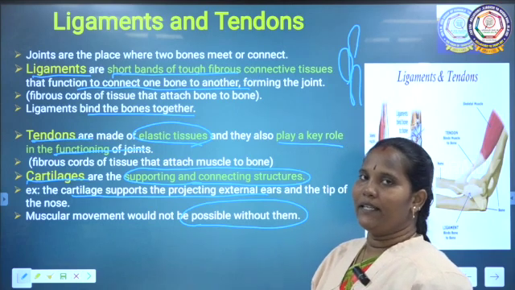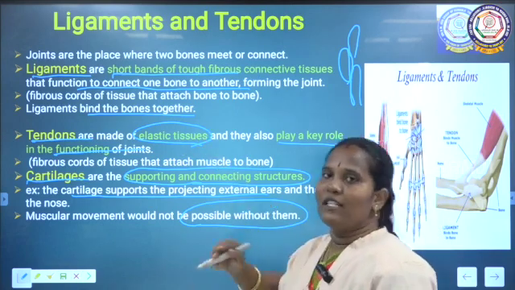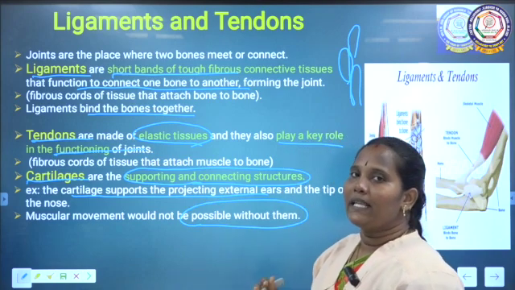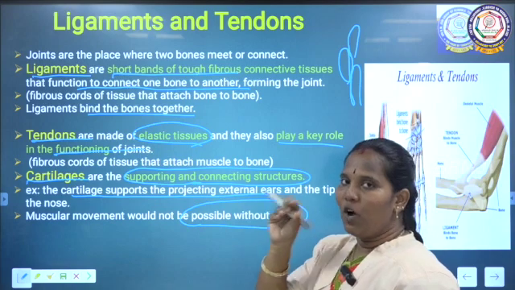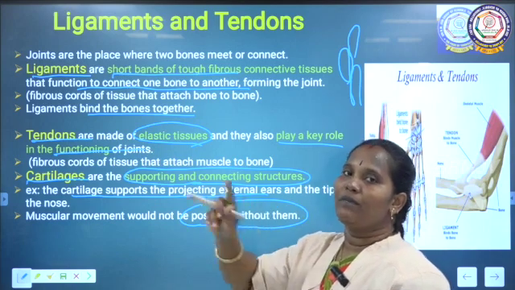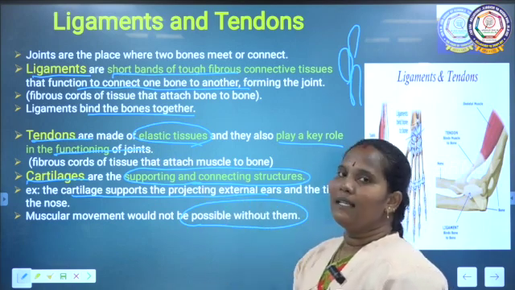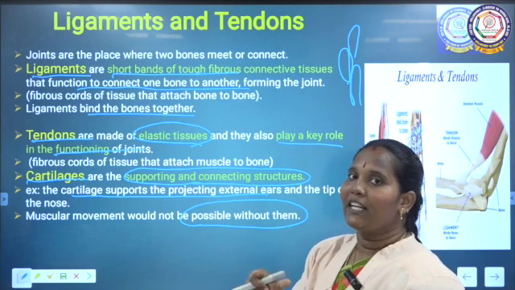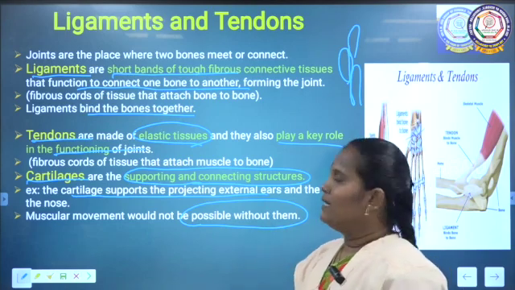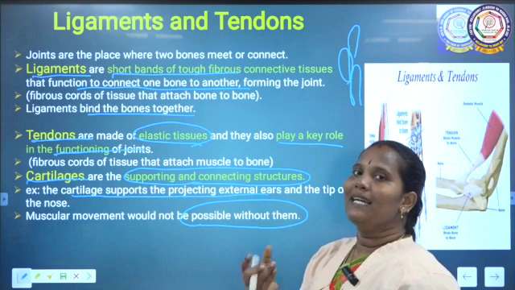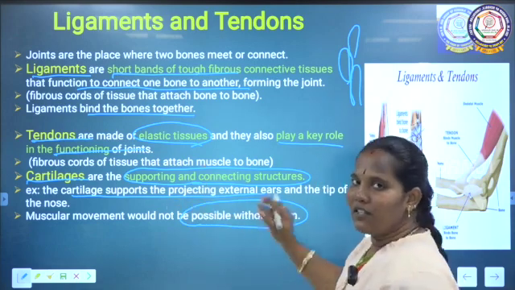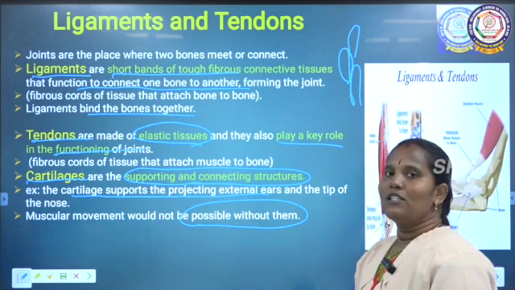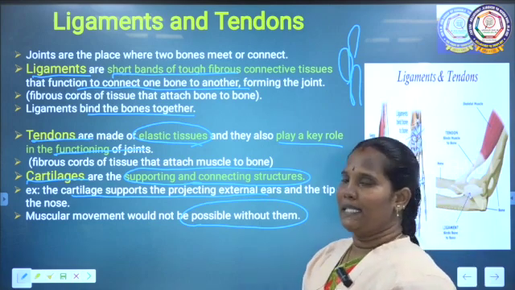the joints. Clear? So, apart from the joints, we need some extra things. What are they? Ligaments: a small band of tissue that makes an attachment between two bones. Tendons make a connection between the muscles and bones. And cartilage is a connective as well as supporting tissue. So these things also help our movements.